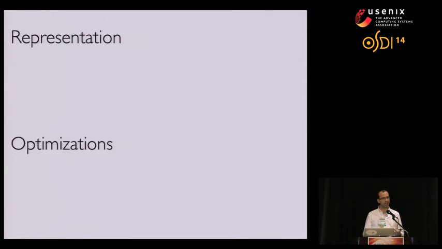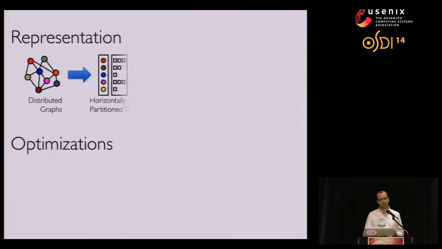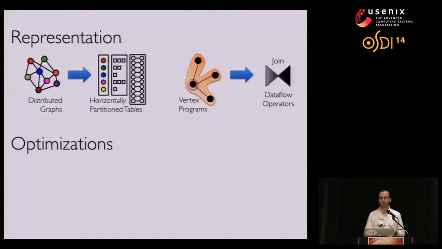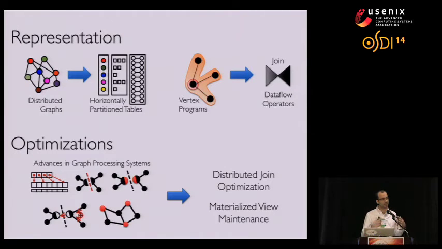Now, in this work, in GraphX, we want to think about how we can reinterpret that representation and those optimizations in the context of this general purpose data flow framework. So when we think about representation, we're going to have to answer how we represent a graph as a collection of horizontally partitioned tables, how we represent the Vertex programming model, these graph computational patterns, as general purpose join or data flow operators. And finally, how we're going to take that representation and exploit the optimizations previously developed in specialized systems in the context of this more general purpose data flow framework.